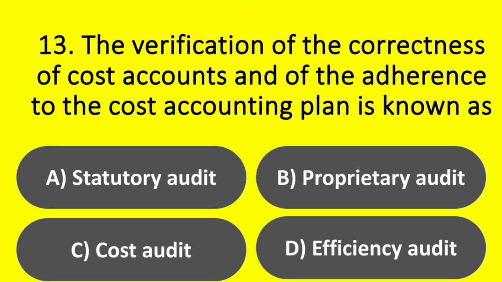Question. The verification of the correctness of cost accounts and of the adherence to the cost accounting plan is known as: Option A, statutory audit. Option B, proprietary audit. Option C, cost audit. Option D, efficiency audit. Answer: Option C, cost audit.